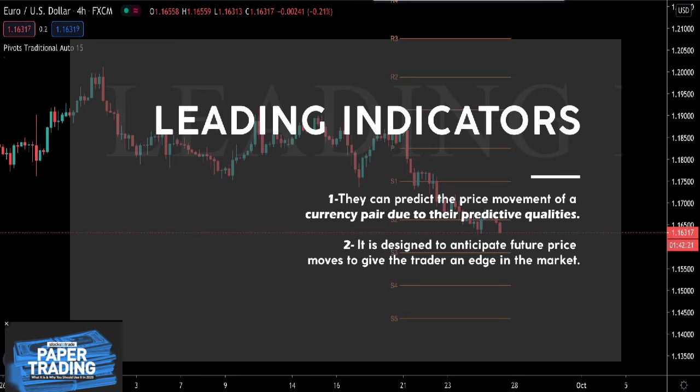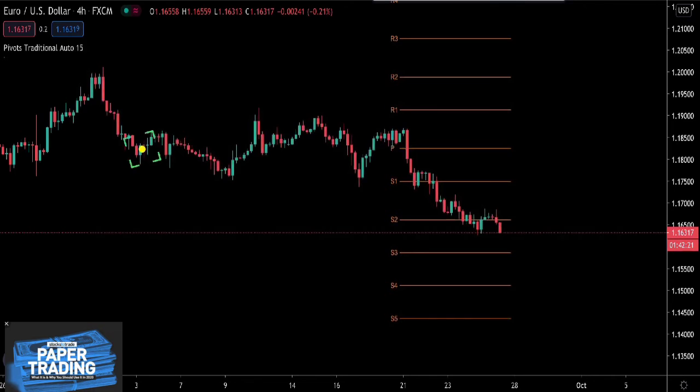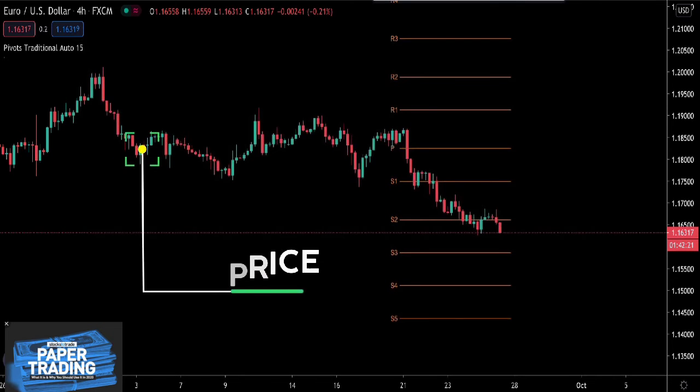Leading indicators, on the other hand, are different. They can predict the price movement of a currency pair due to their predictive qualities. A leading technical indicator is designed to anticipate future price moves to give the trader an edge in the market. And while this may sound like a crystal ball, it still relies upon the same common variable, price.